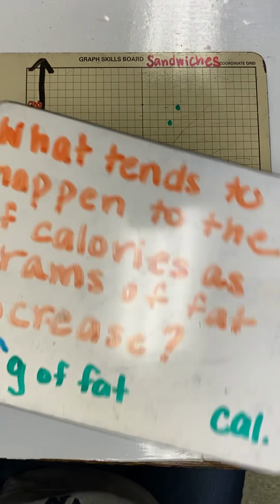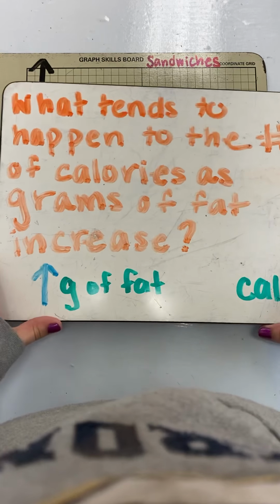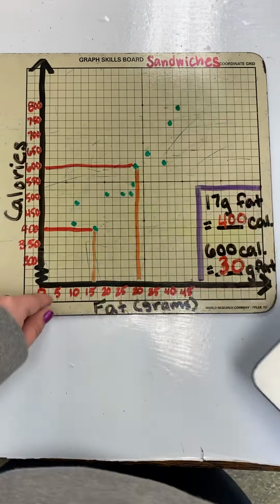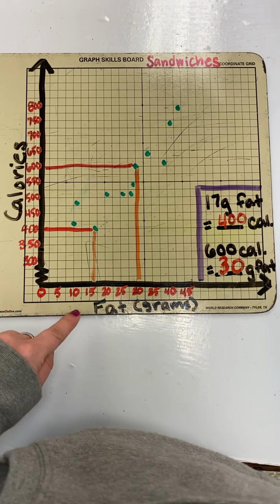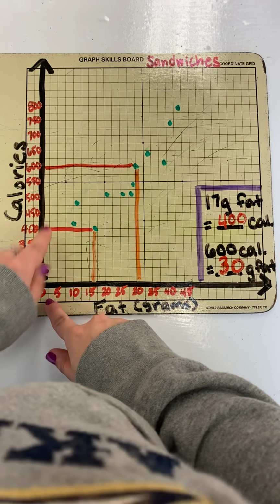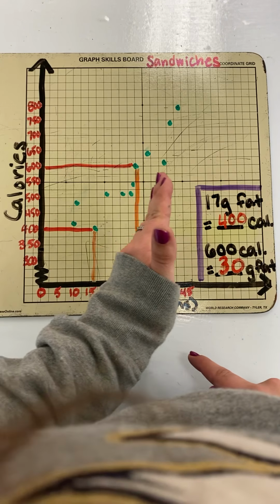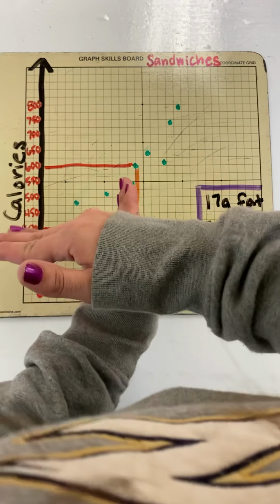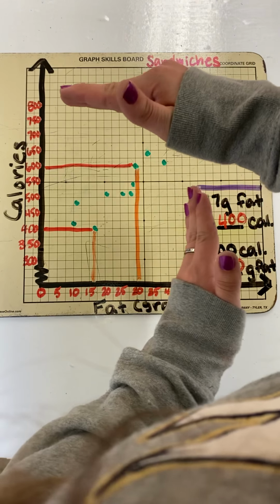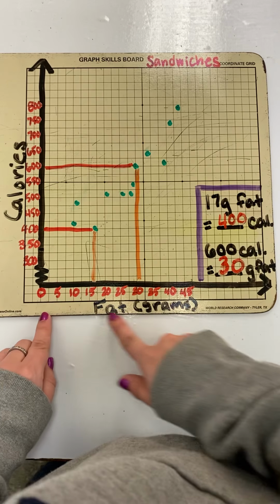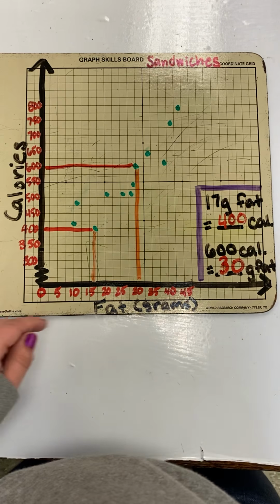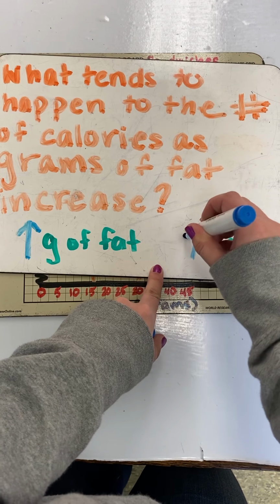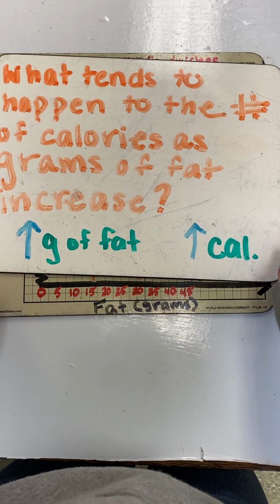So here's a question. What tends to happen to the number of calories as grams of fat increases? I'm trying to figure out what's happening with the number of calories as grams of fat increases. Let's follow my graph along this way. As my grams of fat increases, my dots appear to go higher and higher, meaning that at the same time my grams of fat increases, my number of calories increases as well.